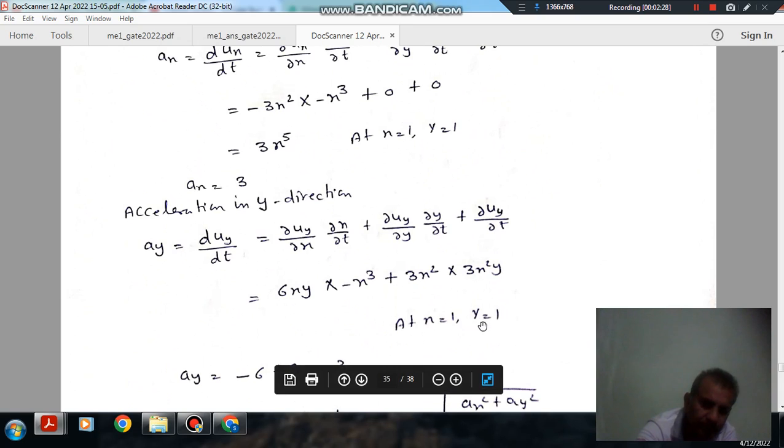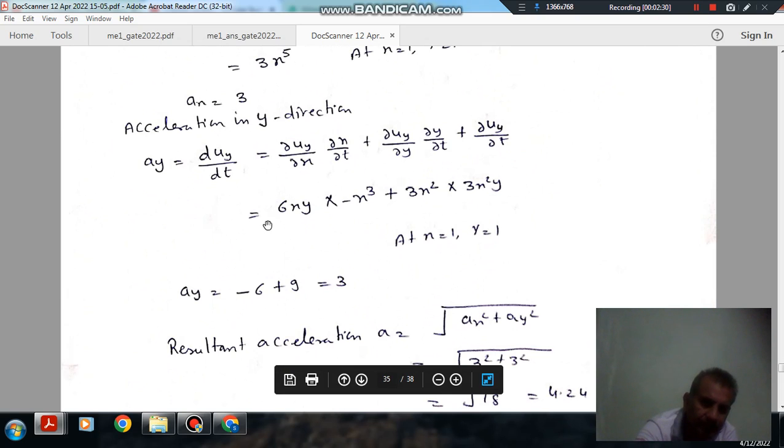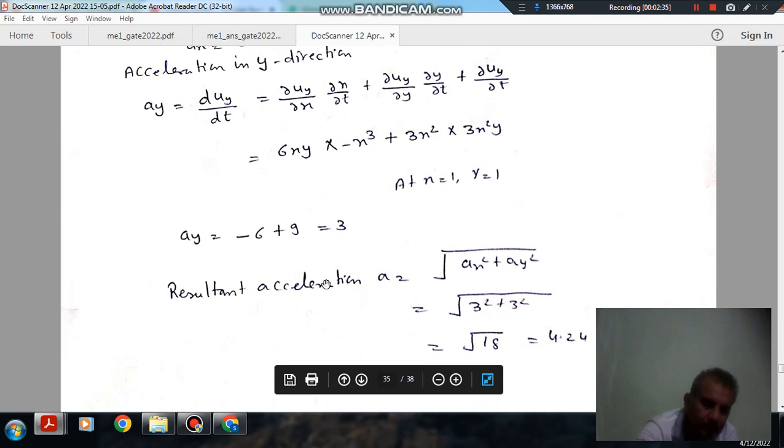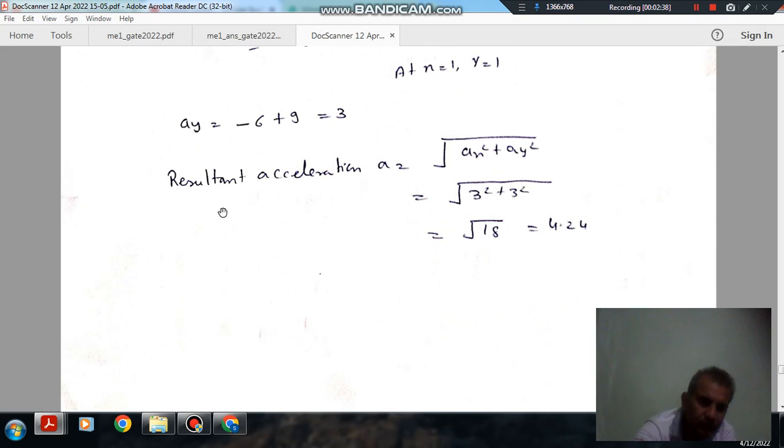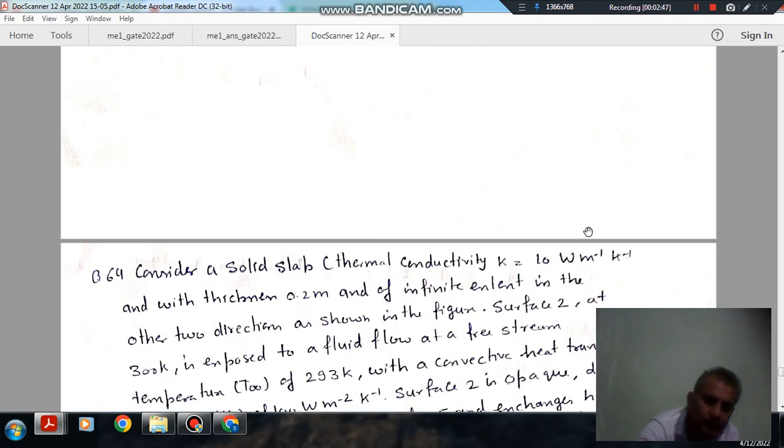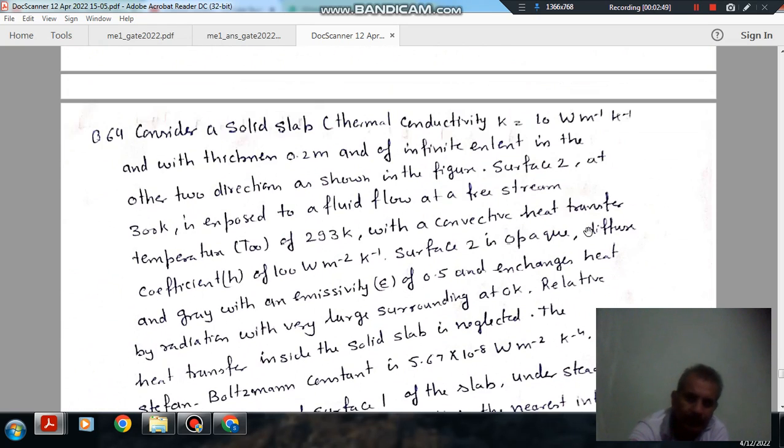Putting x equal to 1, y equal to 1, we get a_y is equal to minus 6 plus 9, that is 3. So we have a_x as 3 and a_y as 3, so resultant acceleration will be the square root of 3 square plus 3 square, that is 4.24. Answer is 4.24.